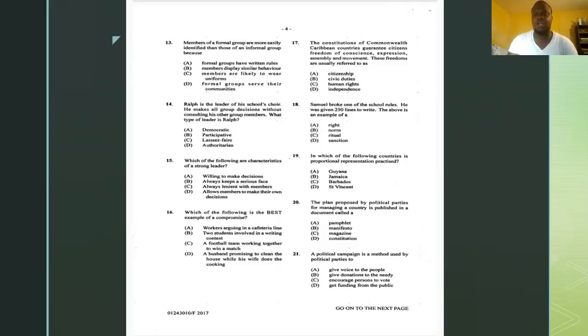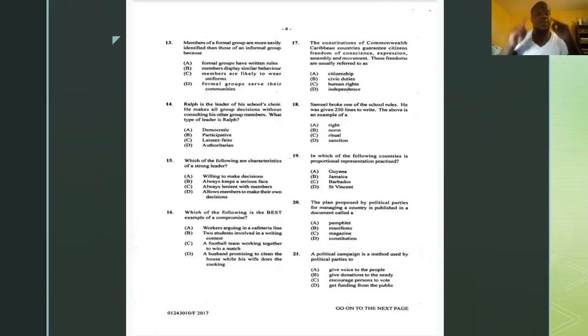Great. So number 20 now. The plan proposed by political parties for managing a country is published in a document called A, a pamphlet, B, a manifesto, C, a magazine, or D, a constitution, right? The plan proposed by political parties. Now, you can use question 17 and eliminate. So we know that it's not a constitution. A constitution contains rights and freedoms, good laws and sanctions. Great, so we know it's not a constitution, right? It could be a magazine, manifesto, or pamphlet, right?